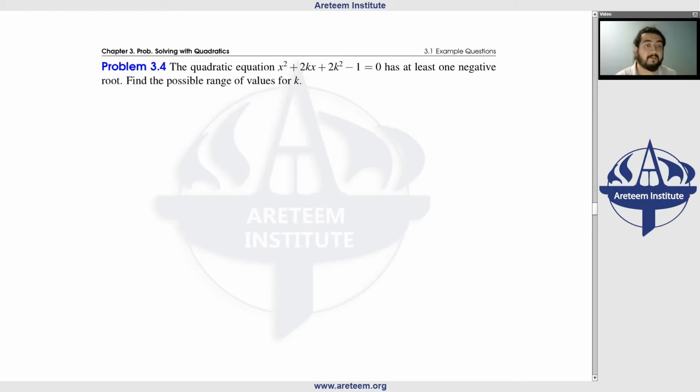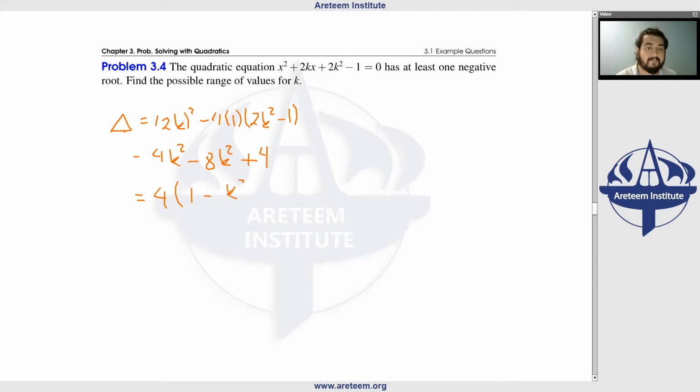Okay, so first let's make sure we can have roots. So let's explore first the discriminant of this equation, which would be in this case, so b is 2k, so this is 2k squared minus 4ac. Okay, so then we have 4k squared minus 8k squared plus 4, so this is 4 times 1 minus k squared.